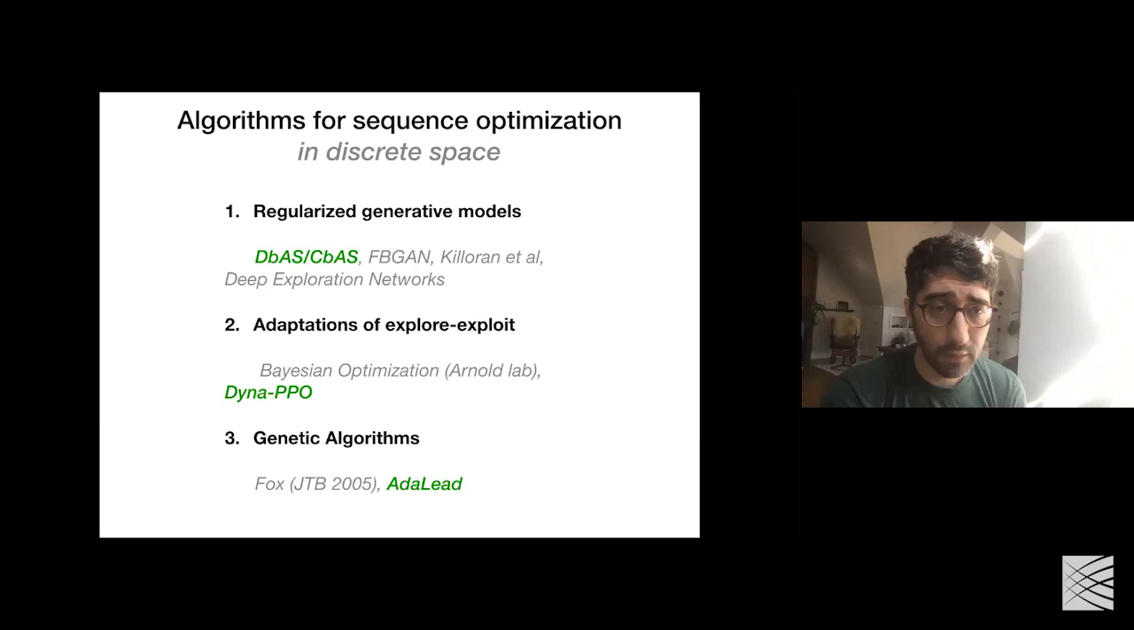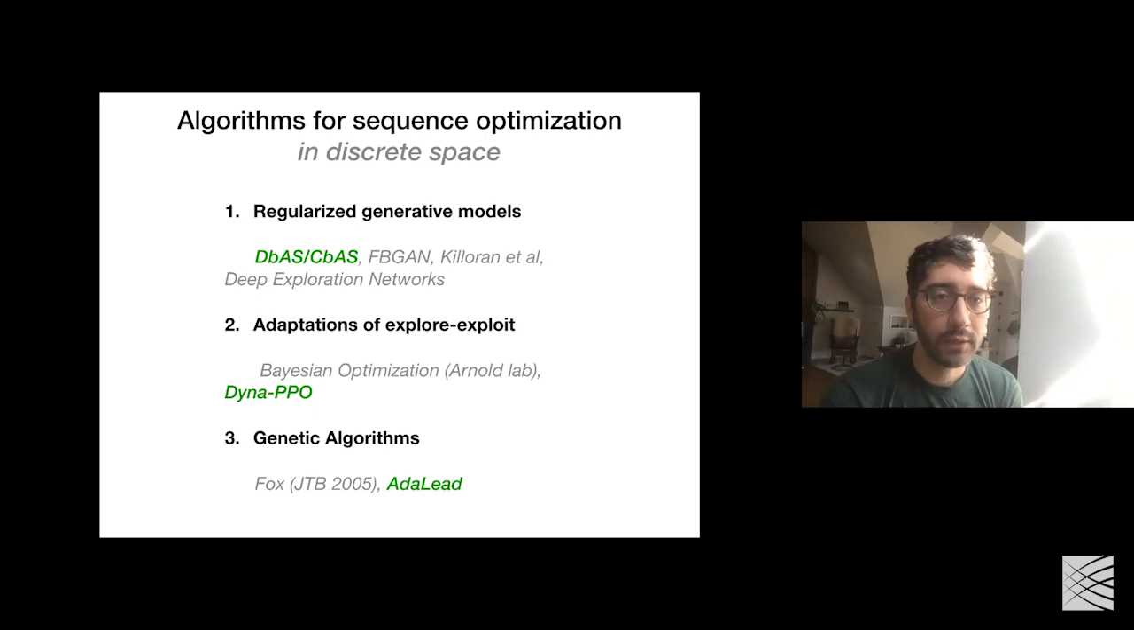There is another set of algorithms which are adaptations of exploit algorithms that were repurposed for biological design almost without much change. And the Arnold lab were pioneers of model-guided protein design, in particular the paper by Romero in 2014 that used Bayesian optimization for protein engineering, which was very interesting and I think groundbreaking. A more recent approach in this class is from Google, which used a reinforcement learning design method called Dyno PPO. I will cover these briefly as well.